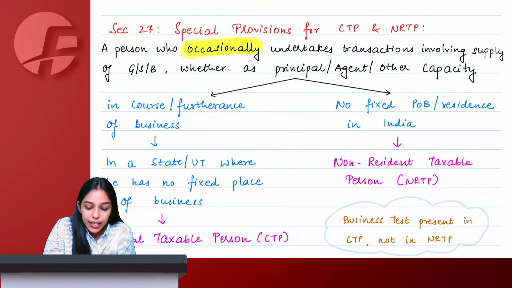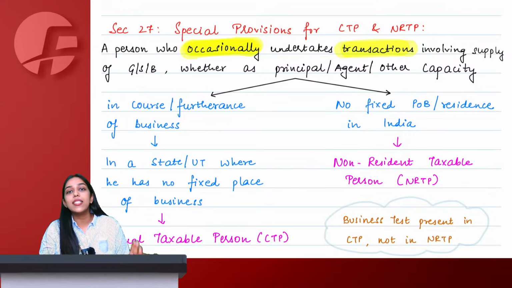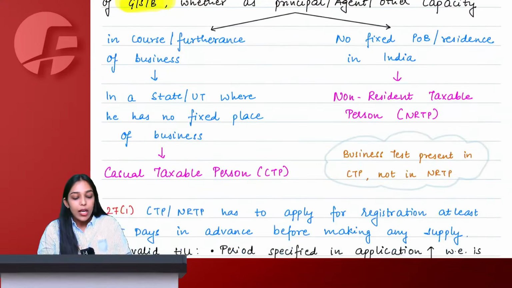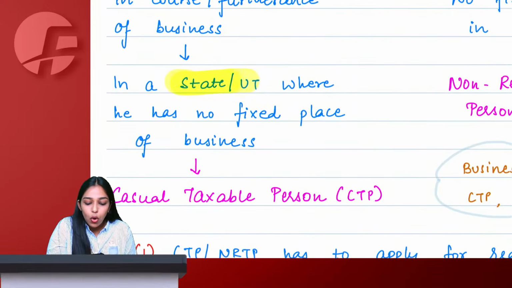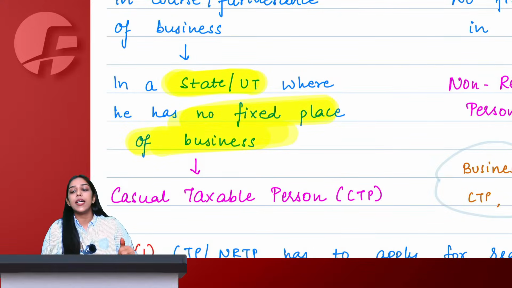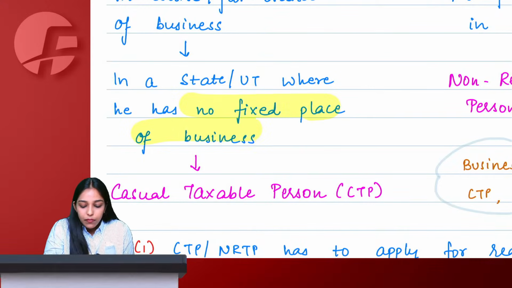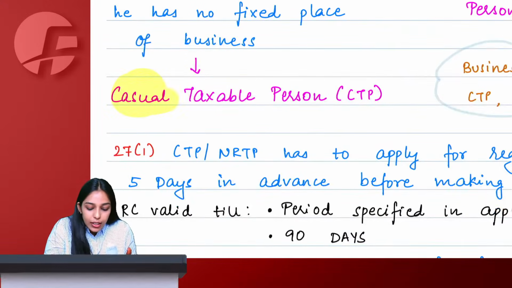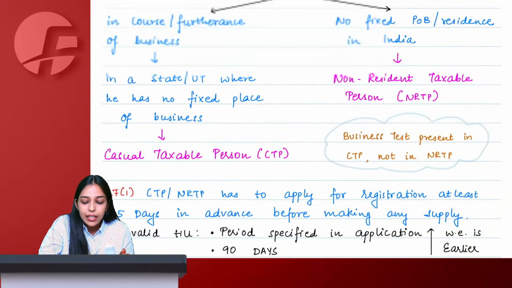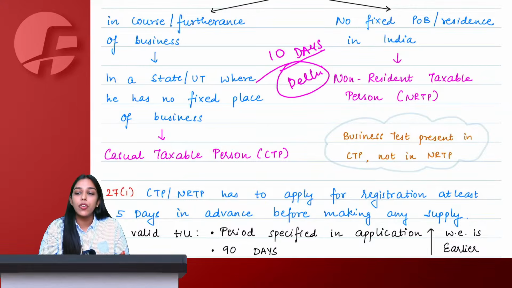If a person occasionally undertakes supply transactions, supply of goods, services, or both, whether as principal, agent, or in any capacity, in course or furtherance of business in a state or union territory where we do not have any fixed place of business, then we will be known as a casual taxable person. So I'm normally registered in Gujarat, but there's a 10-day trade fair happening in Delhi. So I went to Delhi only for 10 days to undertake supply transactions in course or furtherance of business. I will be known as a casual taxable person.